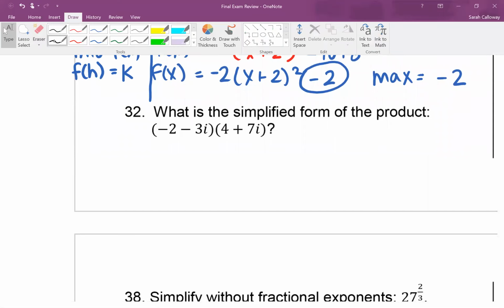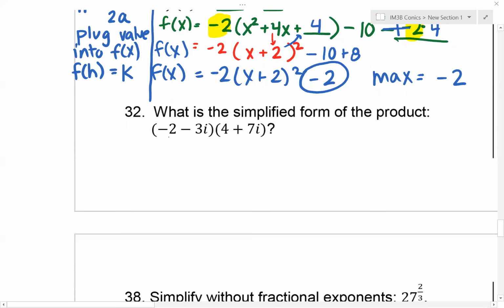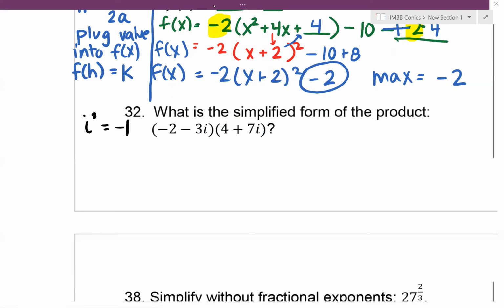So number 32 is something that we didn't go over this year. And so again, this is part of the accounting for the extra credit points. When I'm multiplying two complex numbers together, remember that i squared is equal to -1. So I'm going to FOIL this out, or if you prefer to use the box method, you would use that area model.